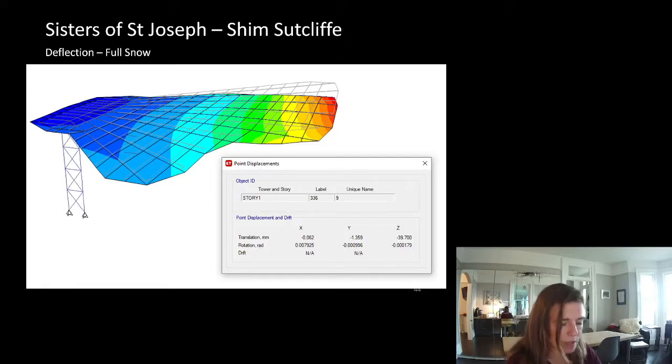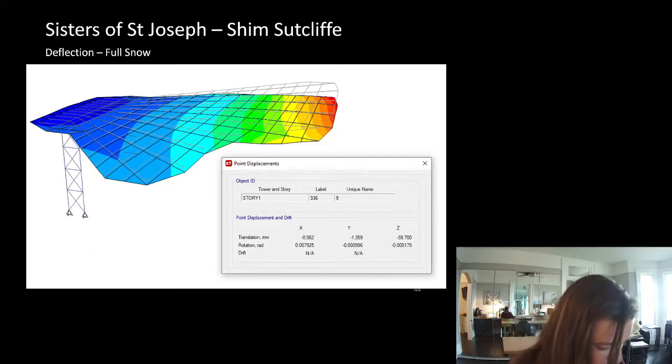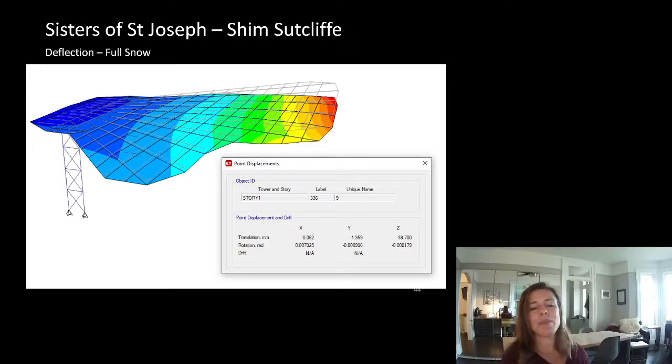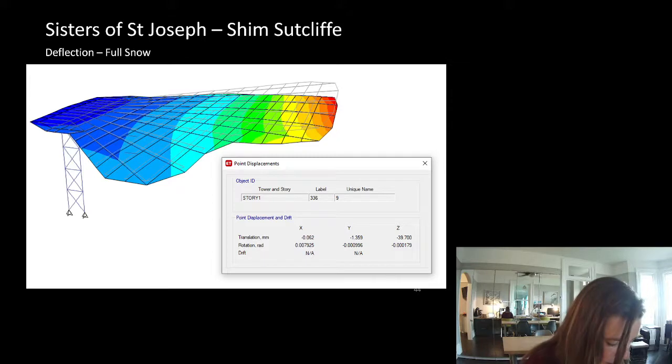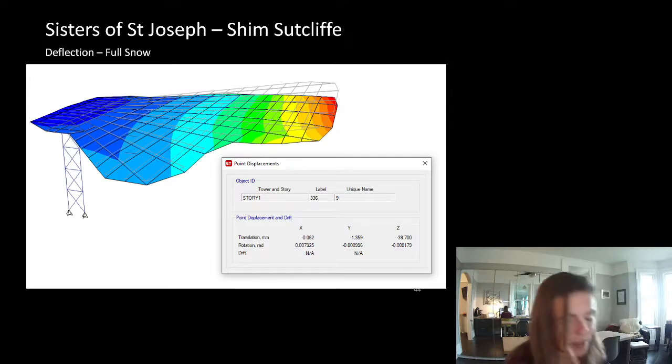So 3 meters divided by 180 for a canopy. That's 16 millimeters of criteria. Well, we know that for things with no finishes, we'll cut that down even more. We'll maybe do it length divided by 90. So that would give us about 33 millimeters of deflection allowable.